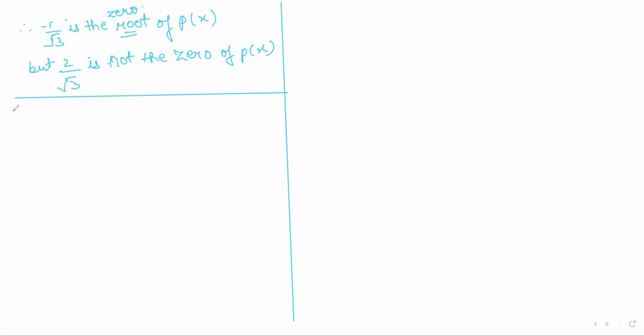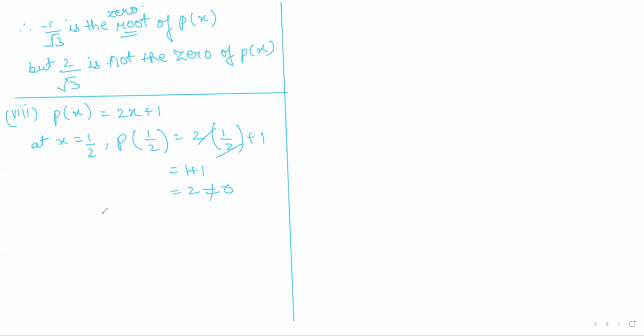Next, P of x is equals to 2x plus 1 at x is equals to 1 by 2. P of 1 by 2 will be equals to 2 into 1 by 2 plus 1. This is 1 plus 1 equals to 2, not equals to 0. Therefore, 1 by 2 is not the root or 0 of P of x.